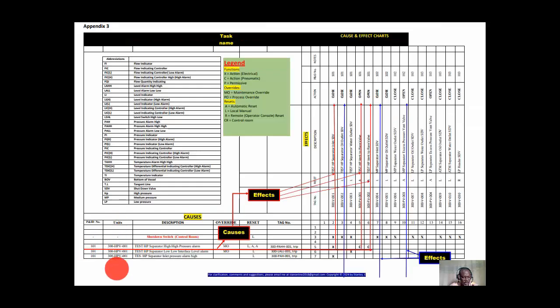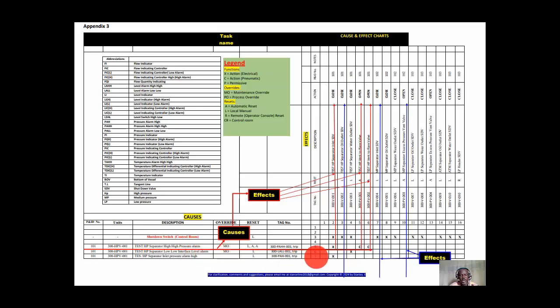Consider the P&ID number again. Here the P&ID number 100 unit 300 HPV01. The description here is telling us it's a test high pressure separator, high pressure alarm. Here the P&ID number 101 unit 300 HPV001. The description here is a test high pressure separator, high pressure alarm. So we are looking at the cause here.